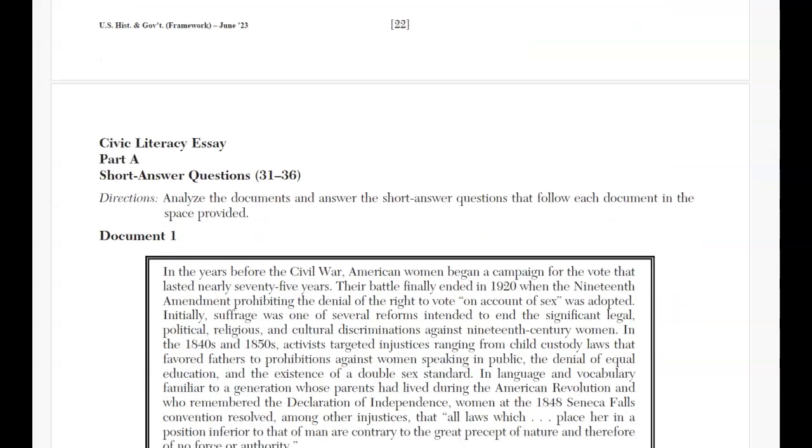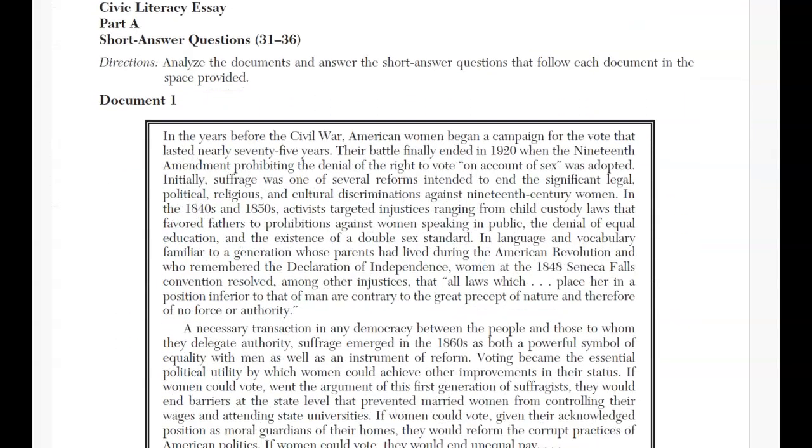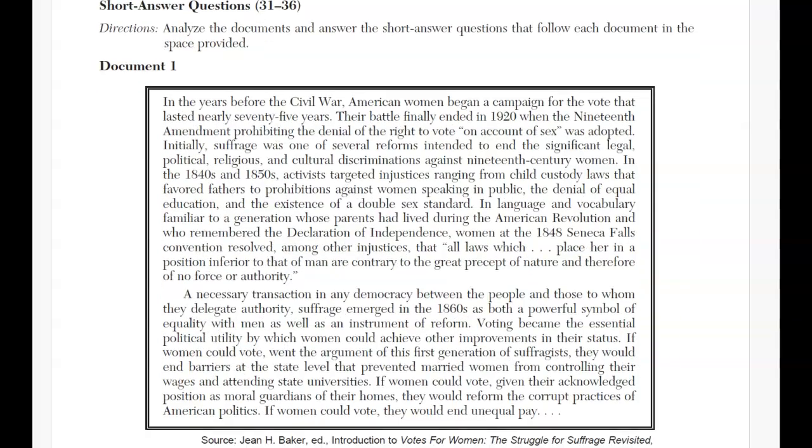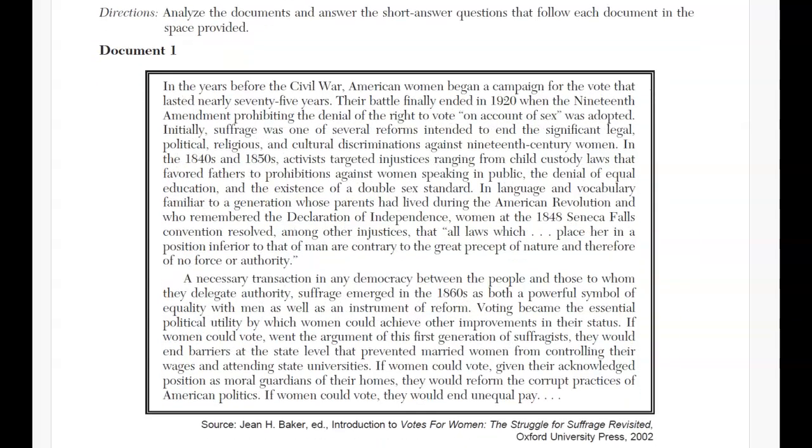So we take a look. Here's document 1. Always look at the source first. Jean Baker, Introduction to Votes for Women, The Struggle for Suffrage Revisited, 2002. This is a history book. This is not a document from the time. You should remember women get the right to vote in 1920, or at least you remember around then. This is a later book written about the history of the period.